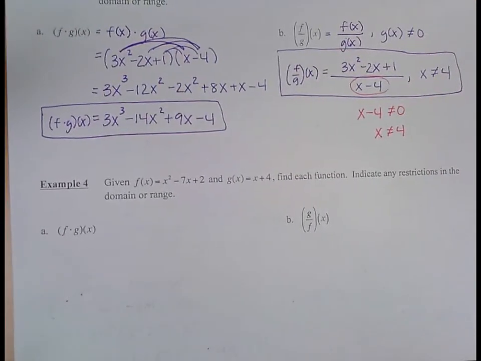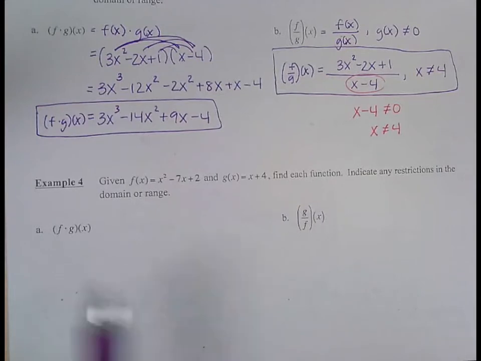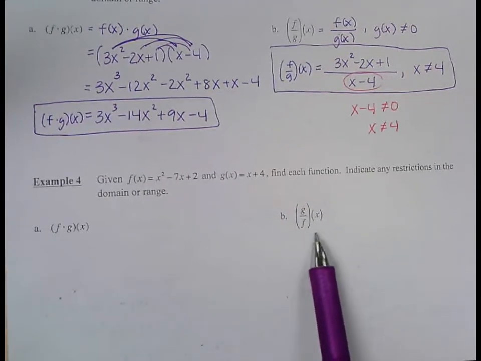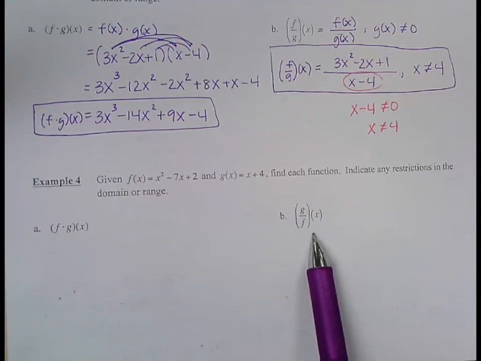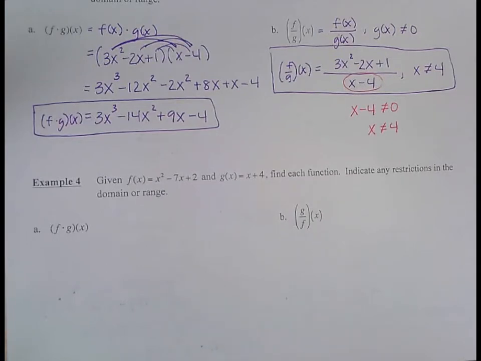So for example 4, there's another multiplication and another division. Careful with this division. It's g divided by f. So division, that order matters. So I want you to work through these. Make sure for the division you're finding your restriction. I'll give you a minute before I start walking around. Let me know if there's questions. We'll see if you'll get the same answers.